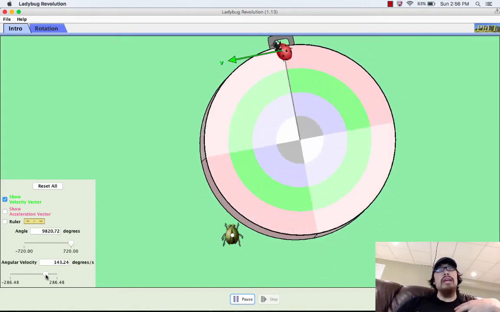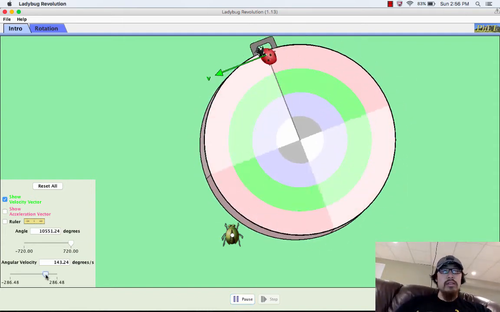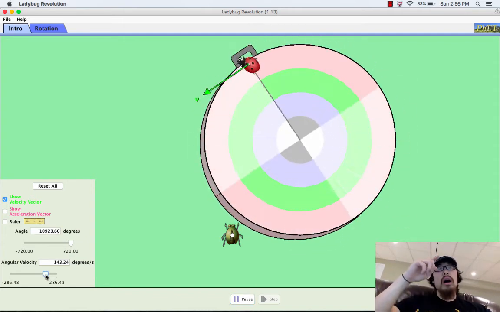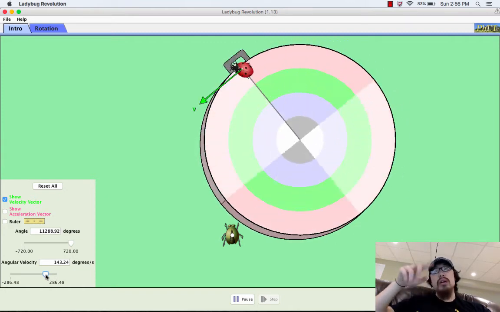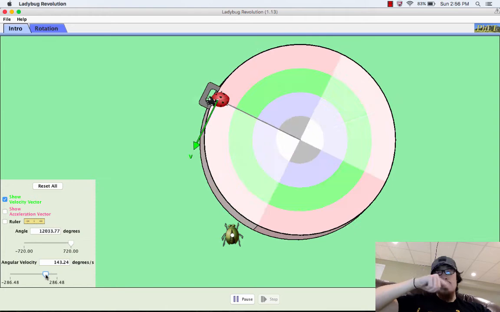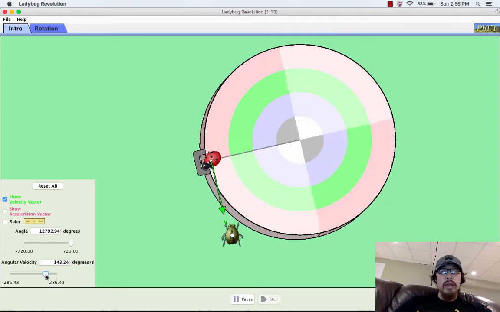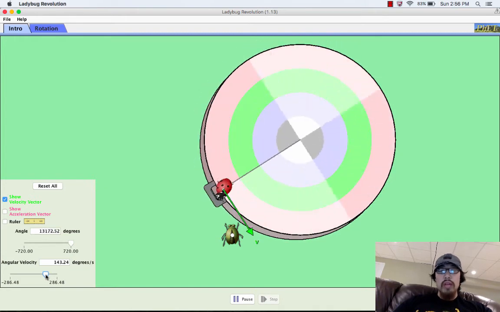What that means to us is that not only is the angular velocity increasing, but the tangential velocity is increasing as well, because of the equation v is equal to r times omega. So if omega, or the angular velocity, or how fast it's spinning around and around, increases, the tangential velocity increases. So here I am, I'm going to increase the tangential velocity. So take a look at the arrow.